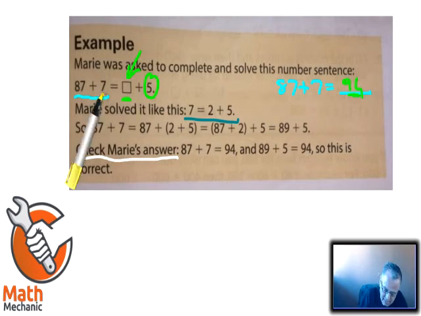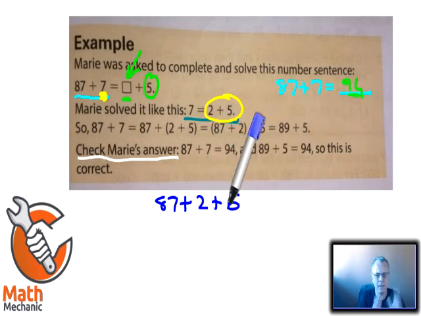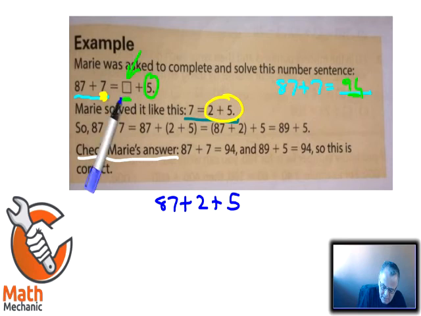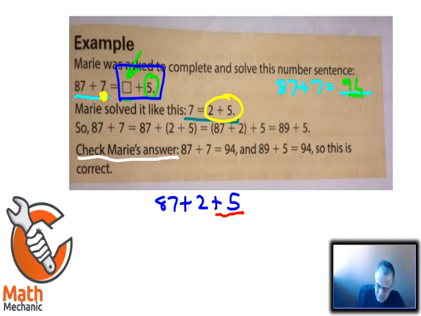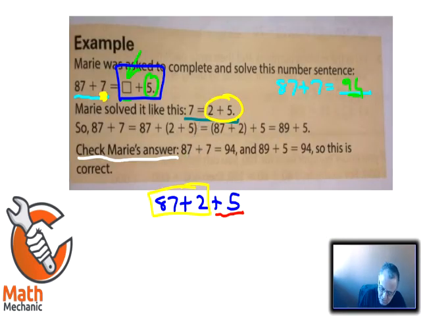She said that 7 over there I'm going to write as 2 plus 5. In other words, the left hand side becomes 87 plus 2 plus 5. Then you compare that to the right hand side, which has also got a plus 5. So obviously she said, let me just group those two terms back together, and that comes back to the associative property, where they need to see that I can actually group, associate, the 87 and the 2 together and leave the 5 until later. That will give me 89, and that's exactly what is happening over there.